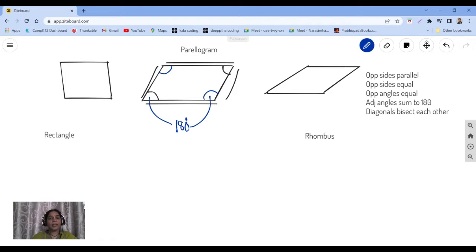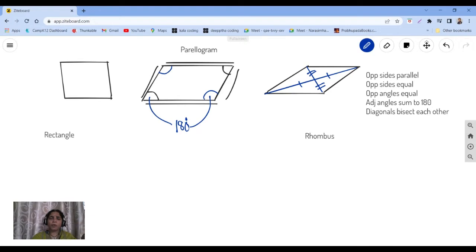And the diagonals bisect each other. What is a diagonal? A diagonal is a line which connects a vertex with the opposite vertex. So this diagonal is bisecting this diagonal. What do we mean by that? That means this line is going to cut this line into equal parts. Each of them makes equal parts. So these are the major properties of a parallelogram.